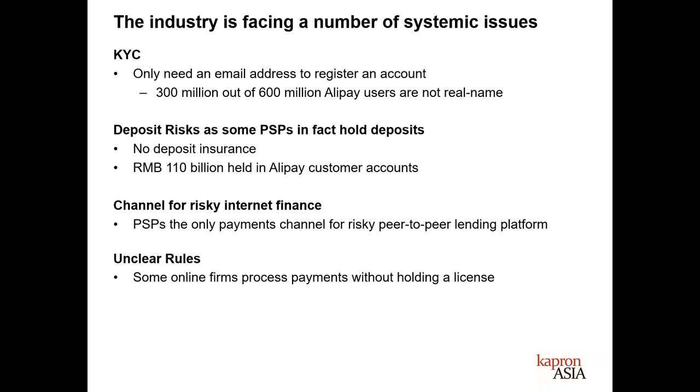Also, these PSPs, especially some of the smaller ones, were becoming a payments channel for online platforms, some of which are really risky in China. For instance, those peer-to-peer lending companies, there are just a lot of these companies, more than 2,000, and some of them are quite shady, and there were a couple of very big scandals here in China this and last year, where some of these peer-to-peer companies went bankrupt and just disappeared with their customers' money. So all this was happening just because there were these PSP companies.